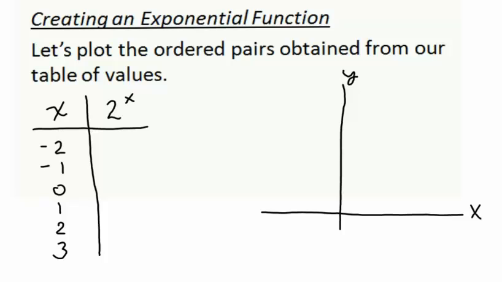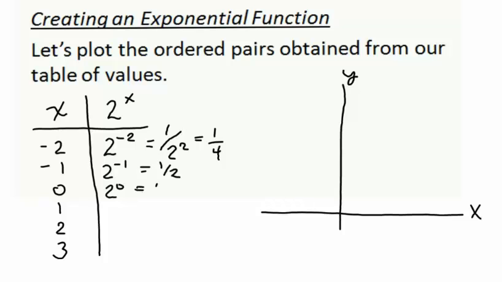Beginning with -2, if we make the substitution, we get 2 to the -2, and this is the same thing as 1 over 2 squared, or 1 over 4. If we put in the value of -1, we get 2 to the -1, which is the same as 1/2. If we put in the value of 0, we get 2 to the 0, which is equal to 1. Putting in x equals 1, we get 2 to the 1, which is 2. Substituting in the value of 2, we get 4. And finally, substituting in the value of 3, we get 8.